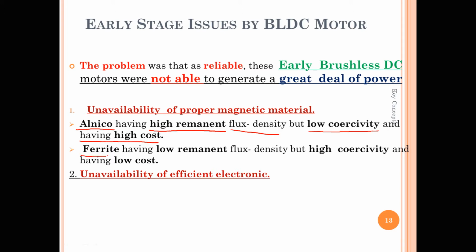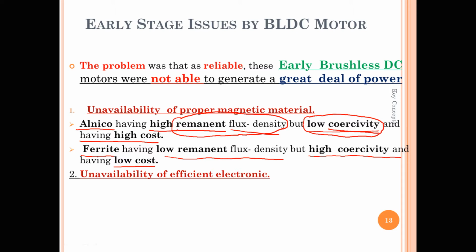Another thing that we have is Ferrite, which has low remanent flux density but high coercivity, and has a low cost. Now two points may come to your mind. What is the meaning of remanence flux density? And what is the basic concept related to low coercivity? For low and high, before that we have to understand the concept of coercivity and the concept of remanence. Then only we can understand what I'm trying to convey.